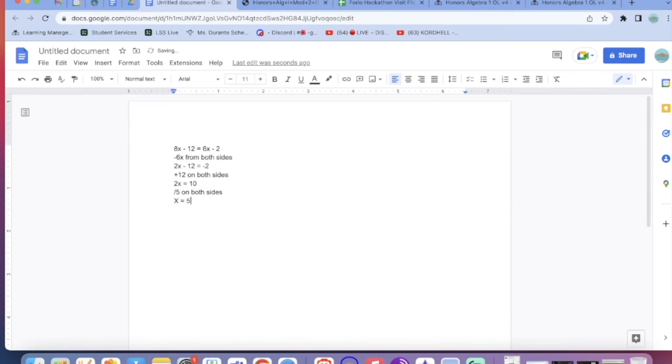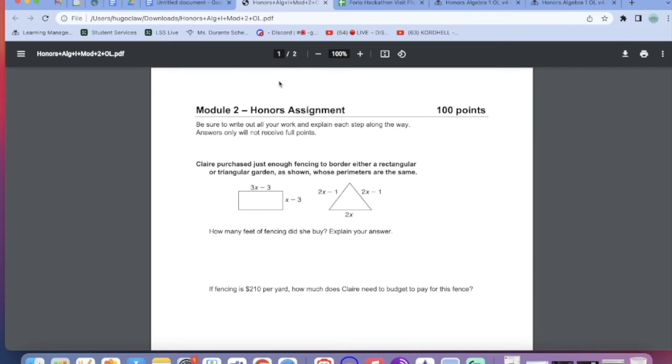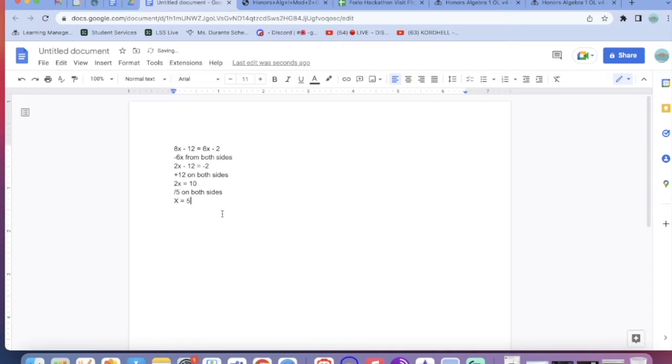Now that we have x equals 5, we can punch in the numbers here and get how many feet of fencing Claire has purchased. Since it says feet here, I'm assuming that the normal unit of perimeter is feet, so x is 5 feet.